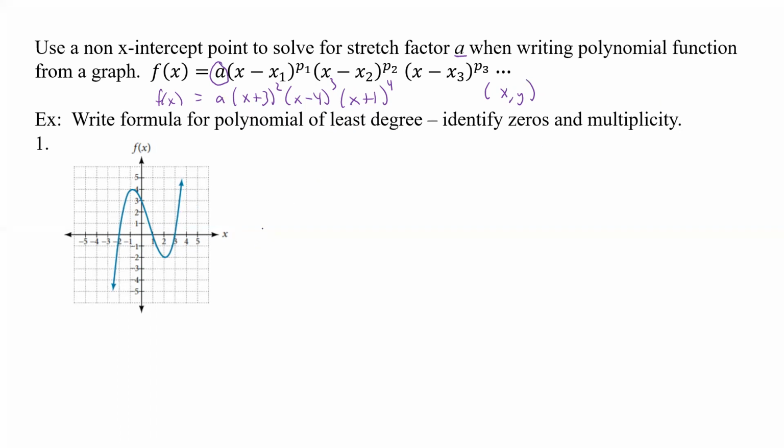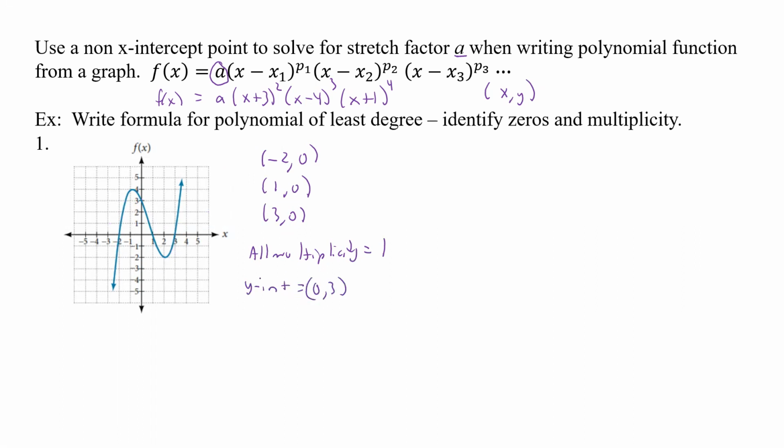Let's first identify our zeros. Here it looks like we have negative 2 comma 0. Here we have 1 comma 0. And here we have 3 comma 0. Now what is the multiplicity? It's going straight through each time, so all of them have multiplicity equal to 1. Now, what else do we know? We also know this intercept here. It looks like the y-intercept is 0, 3.